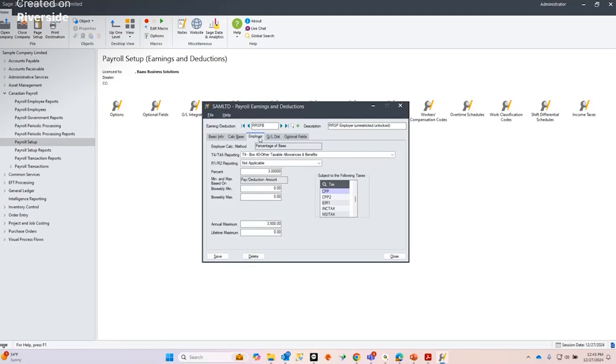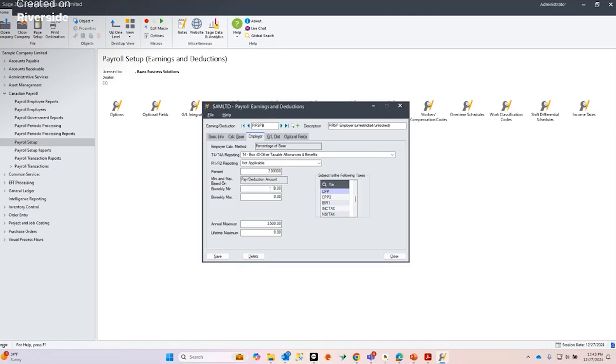The employer portion, we have it as going to T4 box 40 because it is taxable. And here you can put in, as a sample, what the percent is. If the percent differs from employee to employee, leave it blank. And when you add this code to the employee profile, at that time, you can identify the percentage. And if there is a minimum or a maximum, you could put those in here as well.